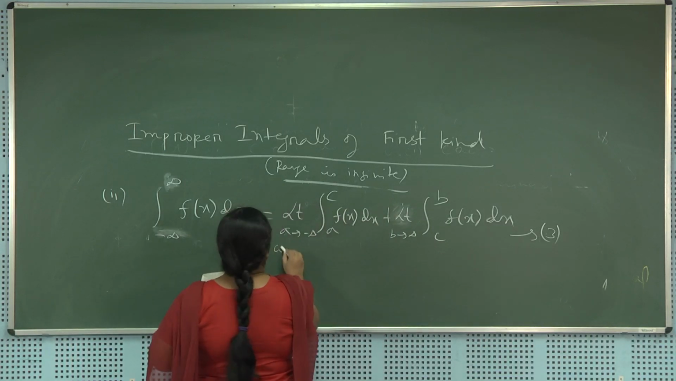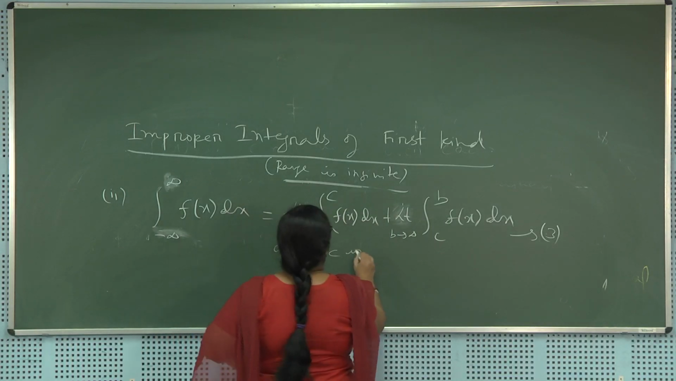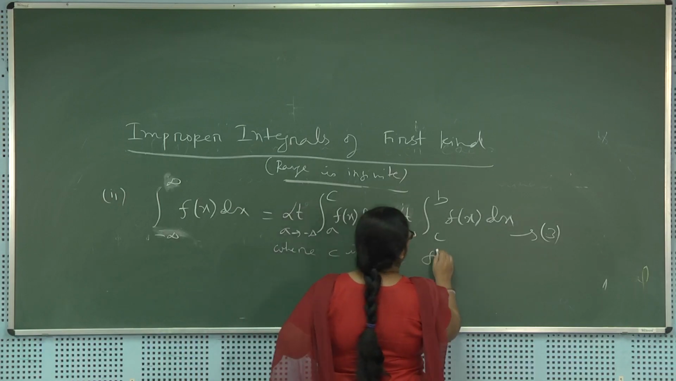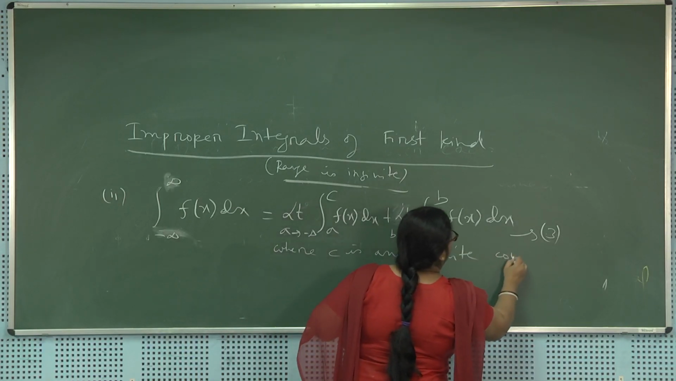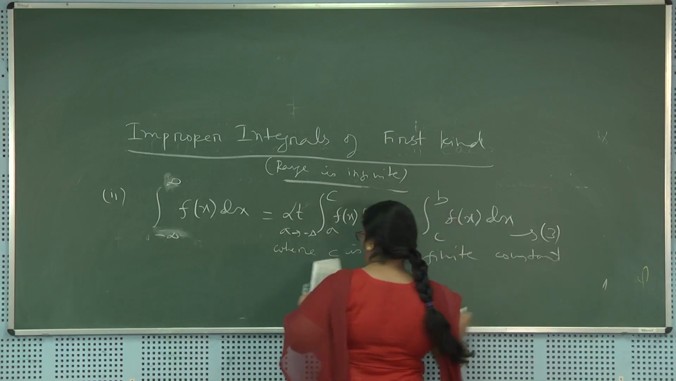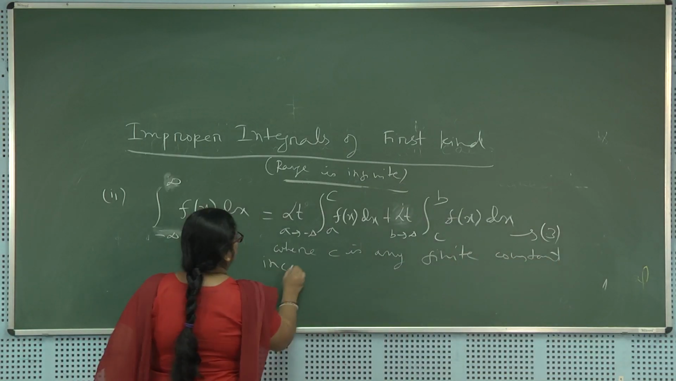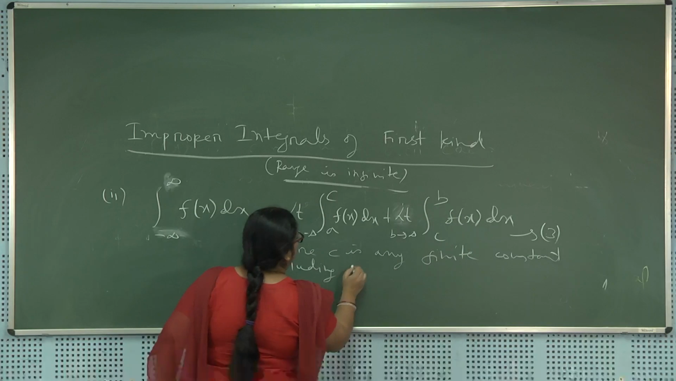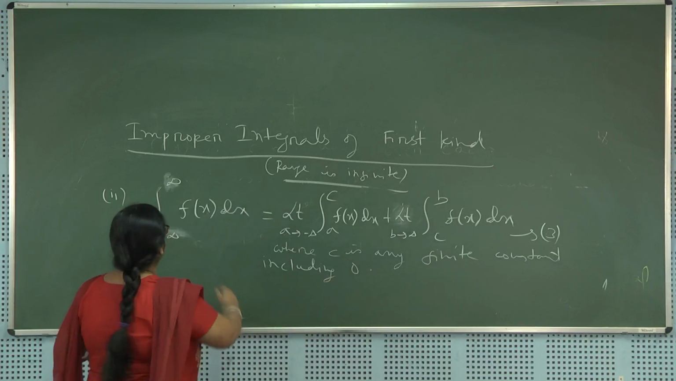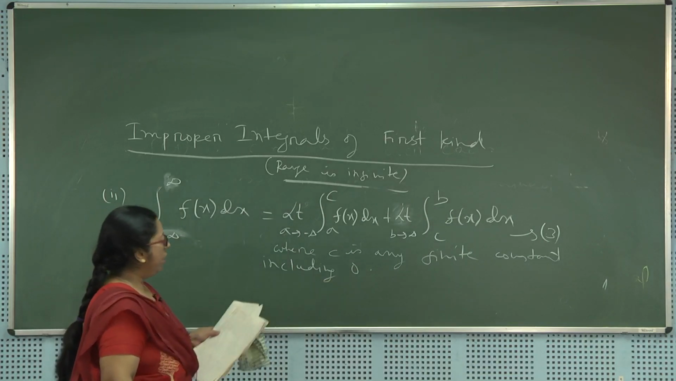where c is any finite constant, including 0. So, this is how we will break it up. So, c is any point within the range and it can be 0 as well.